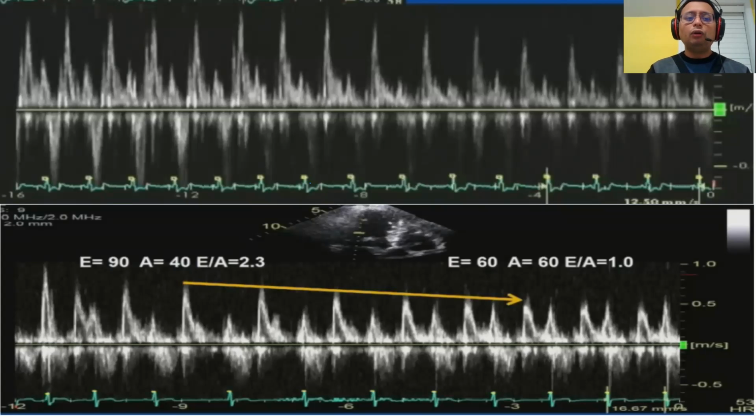Now, the top example is someone with what looks like a restrictive filling pattern. You can see that E is very big, A is small. So you're wondering, is this a restrictive filling pattern? Let's remember the 10 additional parameters. One of the parameters is Valsalva. Let's do Valsalva. As you can see from here to here, when they do the Valsalva maneuver, look at the E over A ratio before and here, it doesn't change.